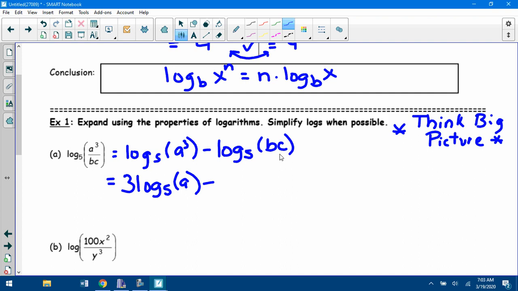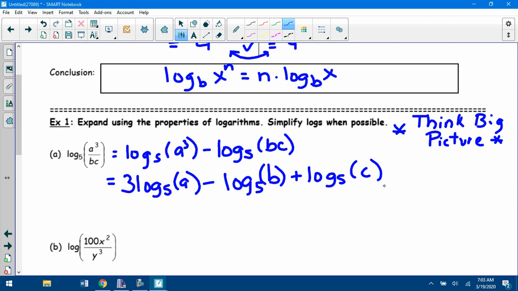minus, now what's being done to this one? Everything inside the log is being multiplied. So 1 log multiplied can split up into 2 logs added. Log base 5 of b plus log base 5 of c.